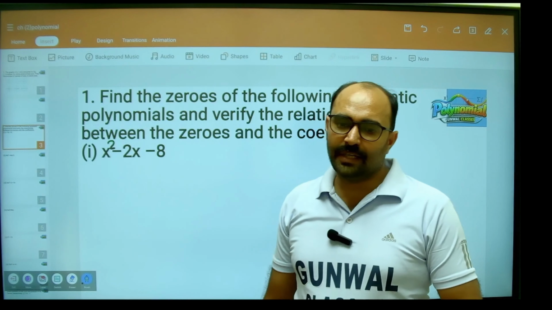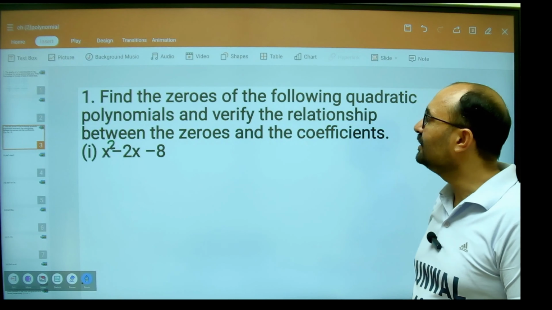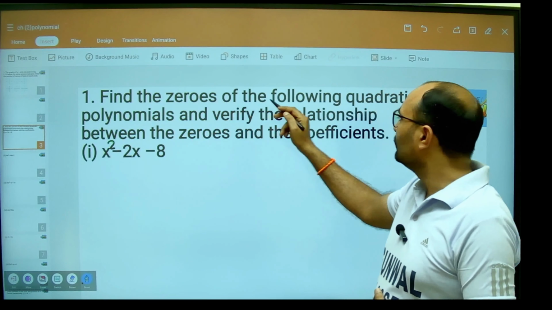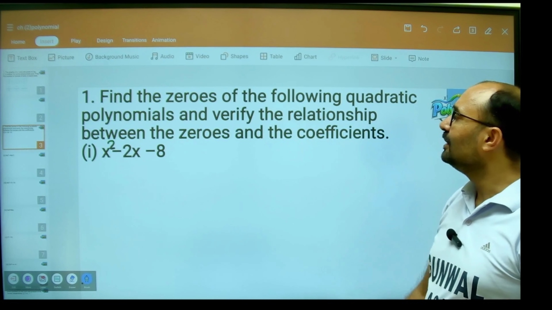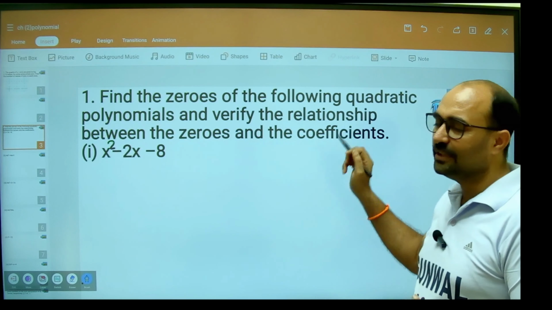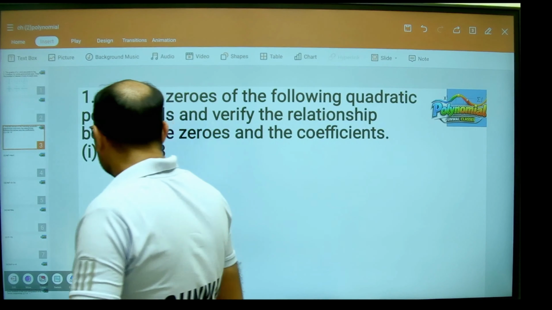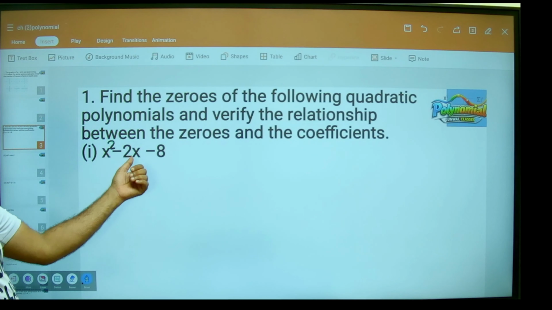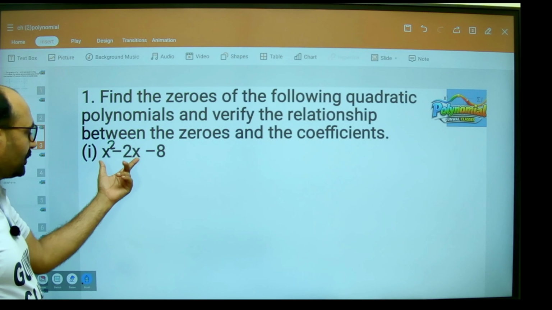Hello, I am KK Yadav and I welcome you all to our new exercise. Find the zeros of the following quadratic polynomial and verify the relationship between zeros and coefficients. What do you mean by zeros? Value of x which satisfy the expression.